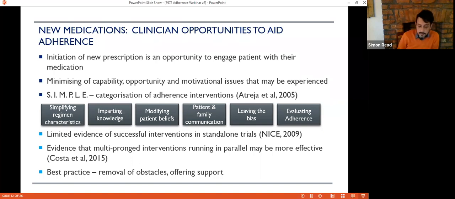In short, though, based on the lack of conclusive evidence on medication adherence, even espoused by the NICE guidelines on the topic, the best practice is to reflect on your interactions and think back as to whether you've done your best to remove as many obstacles as you possibly can, while simultaneously offering the best possible support to engage patients with their medication.